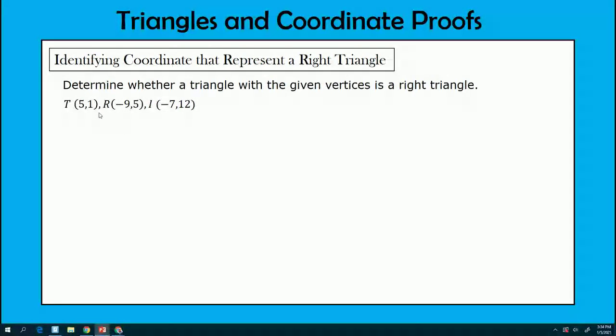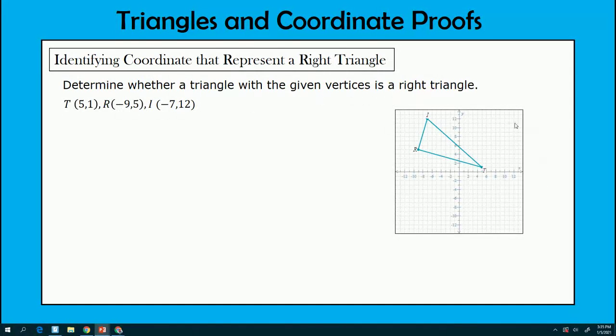So here's what we're looking at. Determine whether the triangle with these given vertices is a right triangle. Now, guys, you may not have a coordinate plane to work with. You just may have to use this information. What I did is I made a sketch of it here. So here's the triangle. Now, it may be a right triangle. It looks like this could be a right angle right here, angle R, but we don't know it for sure. And we're not guessing. We're going to prove it one way or the other.